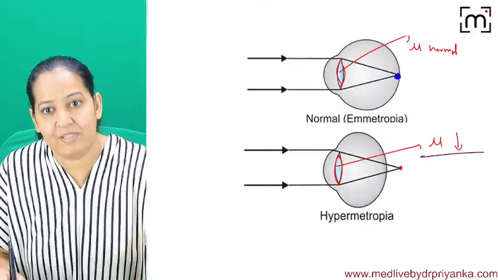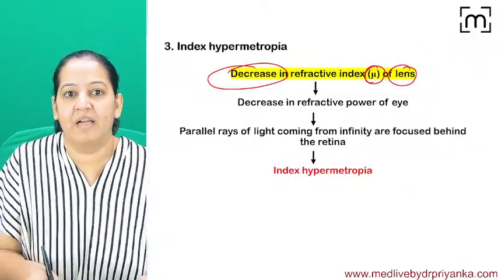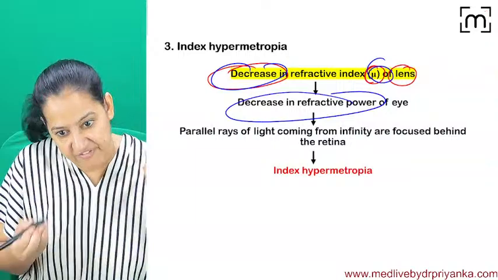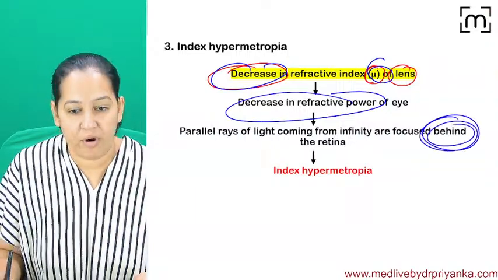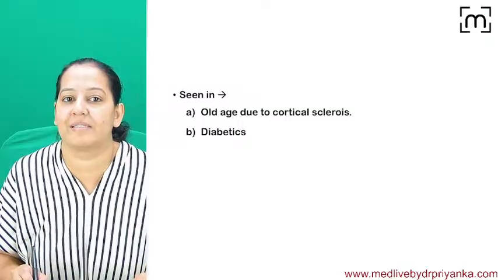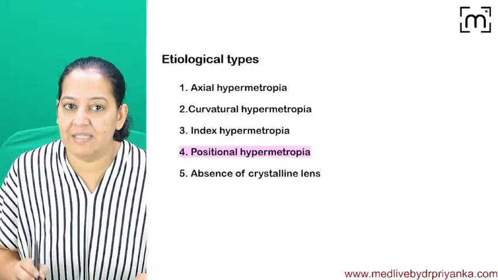Here refractive power is less, so it is refracting beyond the retina. So same thing, here there is a decrease in mu. Since there is a decrease in mu, there is a decrease in refractive power. Decrease in refractive power, so the focus is behind the retina, and this is index hypermetropia. Index means mu. The mu is less. It is seen in old age and diabetes in the lens.